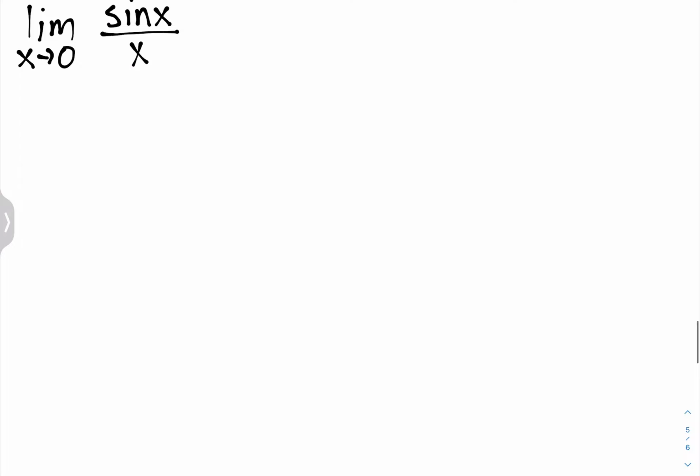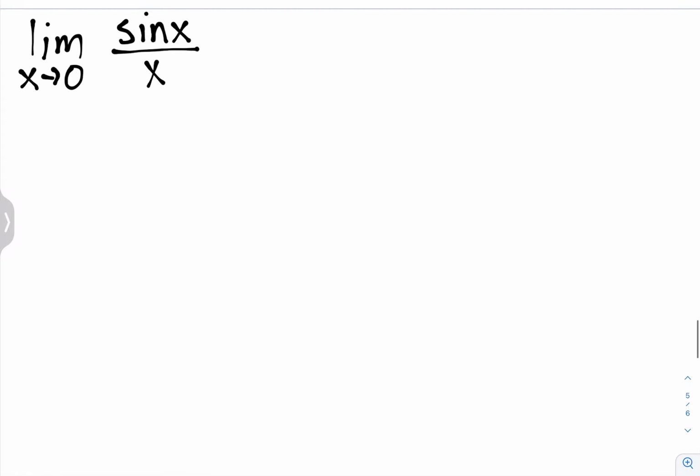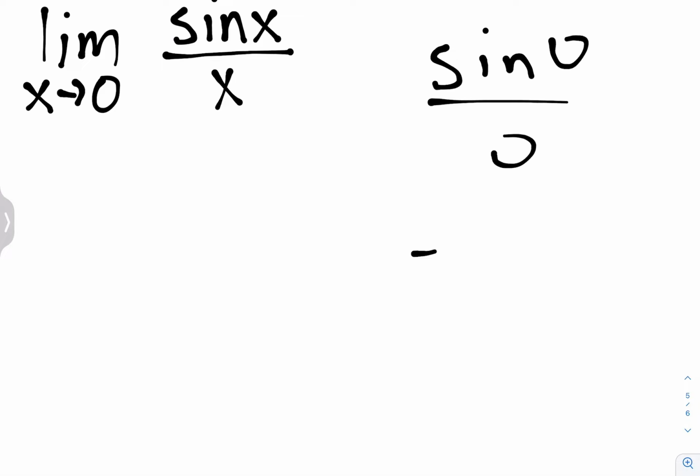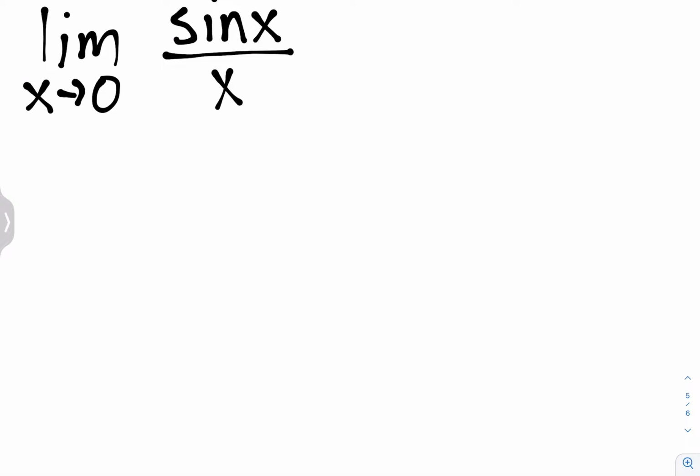So the last one here. The limit as x goes to 0 of sine of x over x. Okay, if we were to plug in 0 here for x, we would get sine 0 over 0, which is 0 over 0. And that is an indeterminate form, so we're going to use L'Hopital's rule.